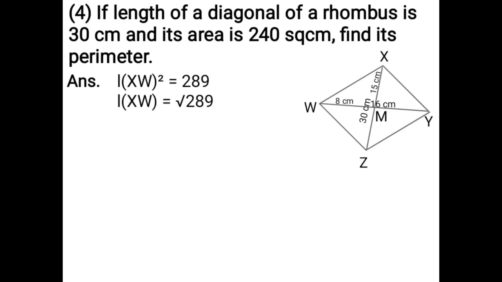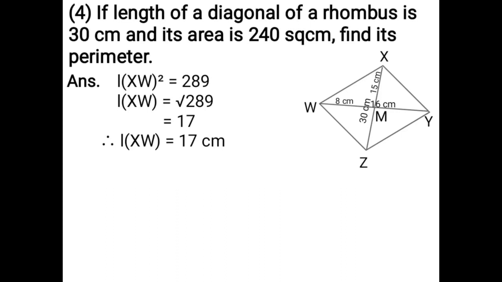Now you have to find square root of 289. Square of 17 is 289. Square root of 289 is 17. If you are finding square root of any number, the square of the number which is there, that you have to write only one time if you are finding the square root. Therefore, length of XW is equal to 17 cm. Length of XW is the side of a rhombus.